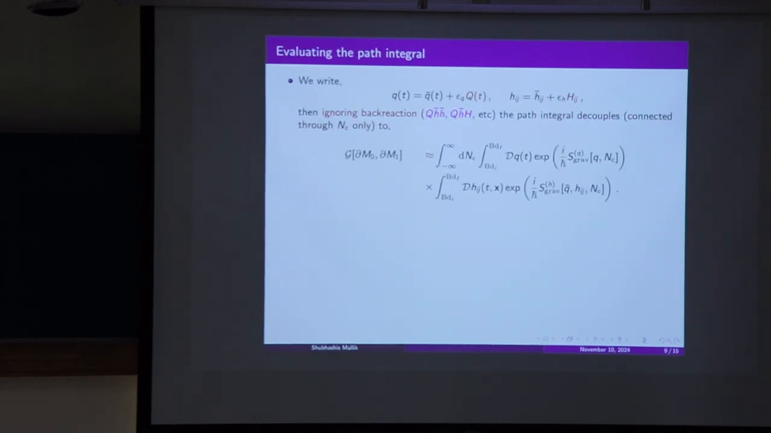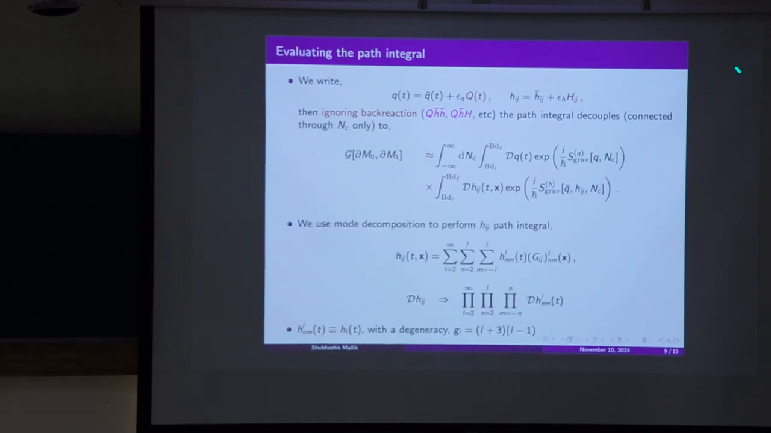Now after we have figured out all the boundary conditions, we proceed to evaluate the path integral. To do this, we write Q as Q bar plus capital Q and Hij as Hij bar plus capital Hij. Now we have to ignore back reaction, because originally we had some coupled path integral, and ignoring back reaction means ignoring these kinds of terms from this path integral, which involve the cross terms Q Hij bar and Q capital Hij. If we do that, these path integrals will be decoupled and they are connected only via the lapse, this NC. This one can be done exactly for the boundary conditions we found previously, because those are linear boundary conditions.